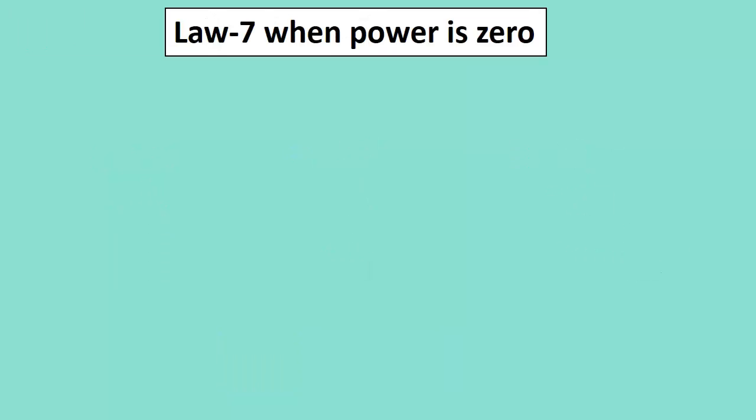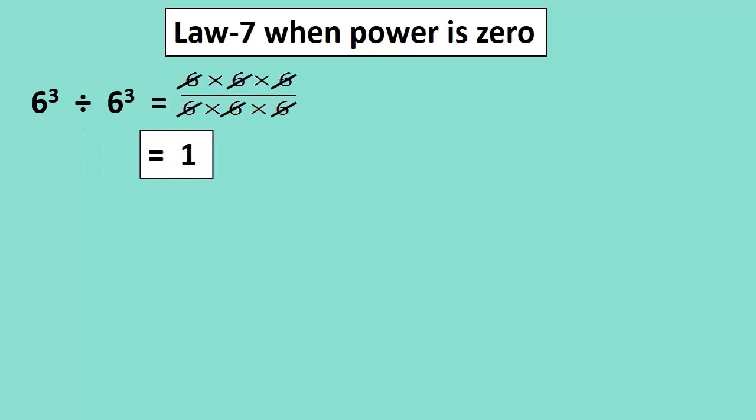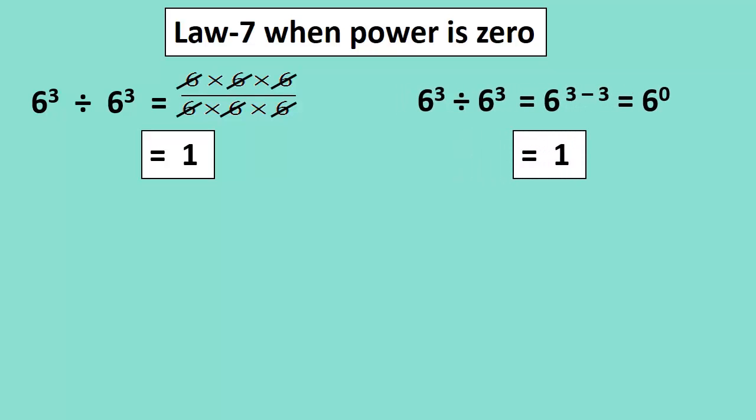Now, what when the power is 0? Look at 6 raised to 3 divided by 6 raised to 3. Right? Now, can we cancel each of these? So my answer will be 1. Now, what if I apply the subtraction rule? 6 raised to 3 minus 3, what I have taught today, is 6 raised to 0. Now, in both cases, you are getting the answer 1.